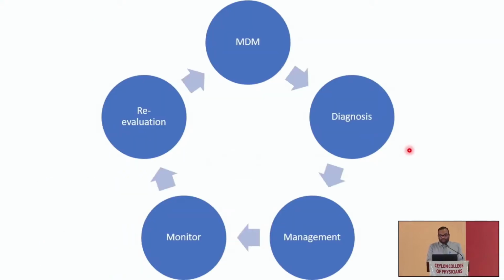So this is a cycle which goes on until we are following up the patient. We do the MDM, we do a diagnosis, we lay out the management plan, and we monitor the patient, and we do the re-evaluation, and we again do the multidisciplinary team meeting and decide on further management.